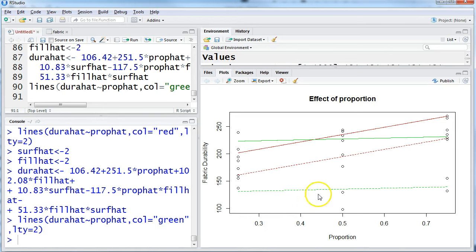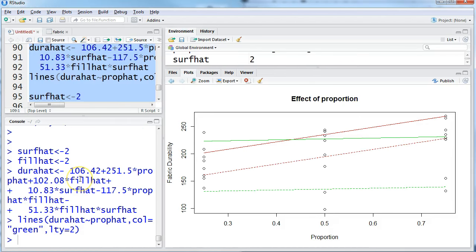What we really care about is, as proportion increases, what happens to the durability? Well, for the red line, as the proportion increases, the durability increases. For the green line, as the proportion increases, durability is almost the same. It goes up only a little bit. So I really have two choices here. If I like this graph or that graph, both are explaining the effect of proportions and how it changes versus red and green.